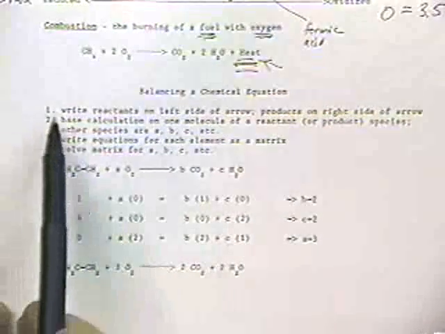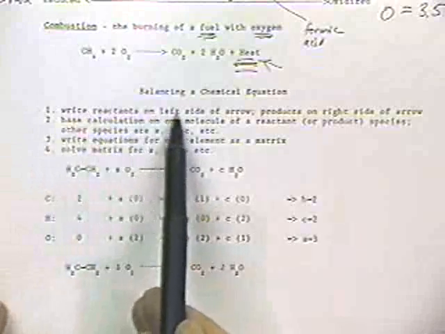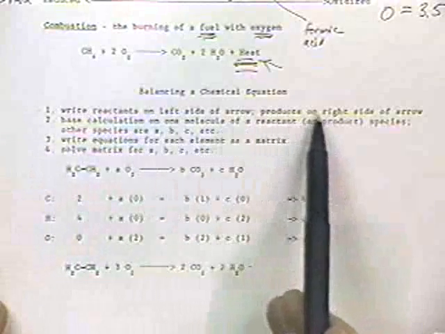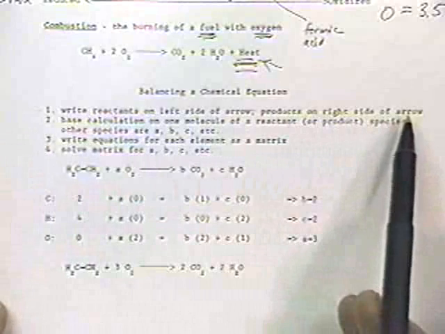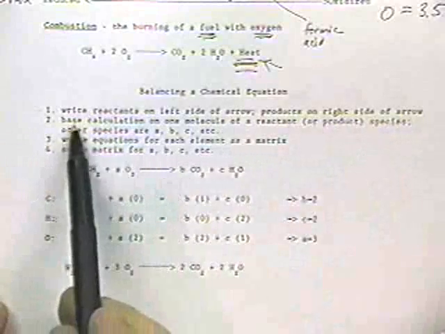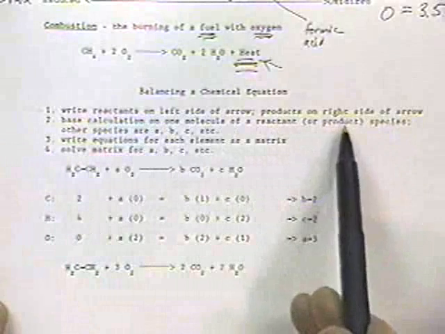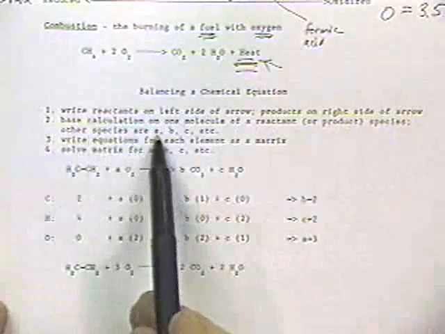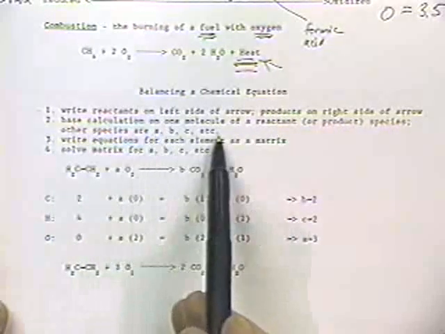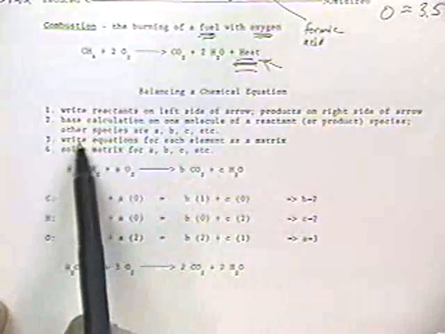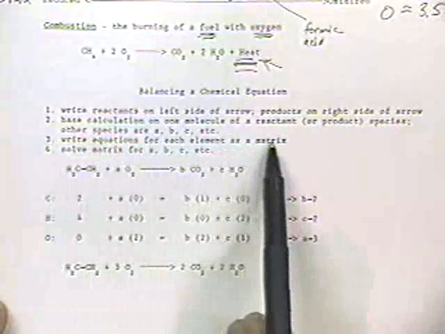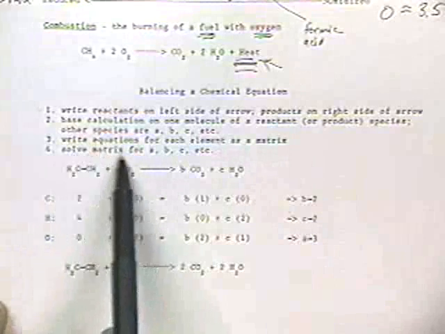What you do is you follow the sequence. First of all, you write the reactants on the left of the arrow and the products on the right of the arrow. Typically, you would base the calculation on one molecule of a reactant or product. The other species are given variables A, B, C, and so forth. Then you write equations for each element in matrix form and solve the matrix for A, B, and C.